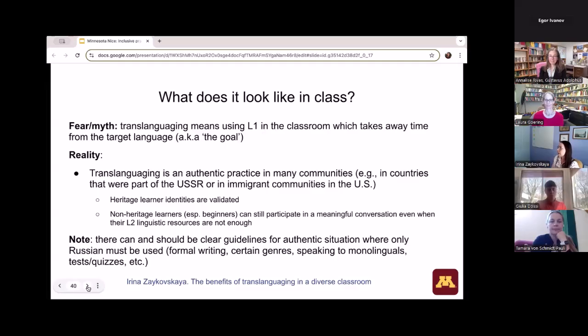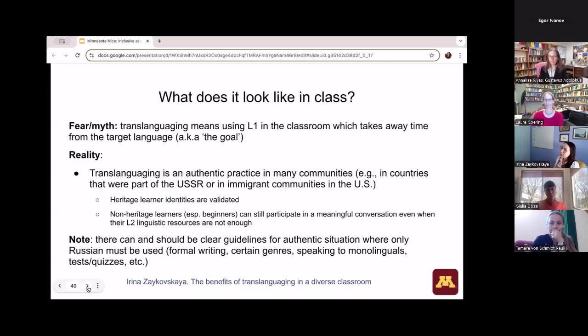So if you're teaching here and you're working with the community, members will be using more than one language in their repertoire. There are added bonuses in the classroom in that heritage learner identities are validated because those practices would be likely very common in their families. And for non-heritage learners, especially beginners, it gives an opportunity to still participate in a meaningful conversation, even when their Russian linguistic resources are not yet enough to do so.